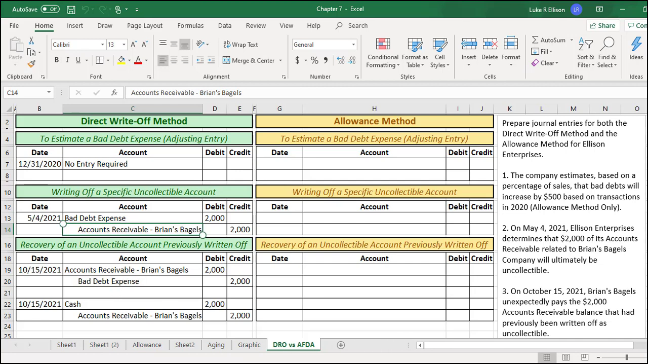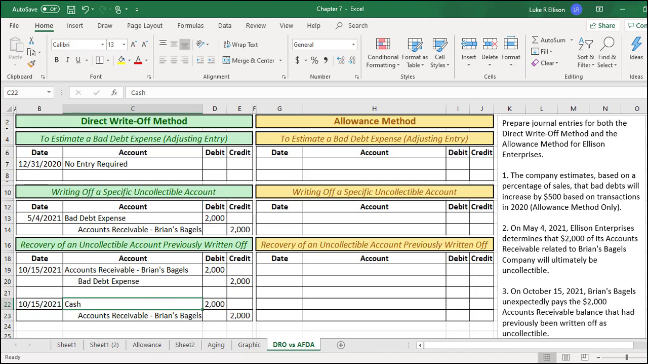Alright, I want to talk a little bit about these journal entries that we've just recorded. I know nowhere in the problem did it tell us exactly when the sale to Brian's Bagels was, but if the sale was not in 2021, then we have just violated the matching principle by reporting this expense in a different period than the sale. Now, of course, it didn't matter too much in this situation since Brian's Bagels eventually ended up paying us down here on October 15th, but of course that's not going to happen in most circumstances.